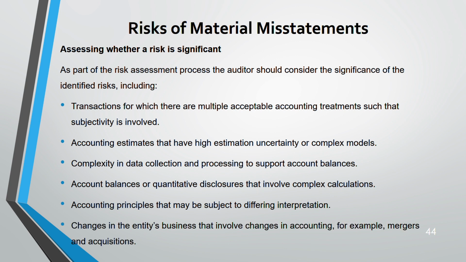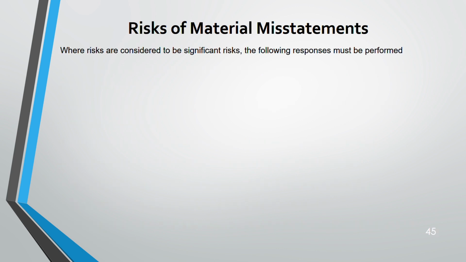And changes in the entity's business. That means you are changing the accounting, for example, mergers and acquisitions. Here also this will be significant. Now, when risks are considered significant, see, let's say 5 risks are given. Not all 5 risks are significant in your exam. Maybe 2, 3 or 1. You need to identify very clearly which one is significant.